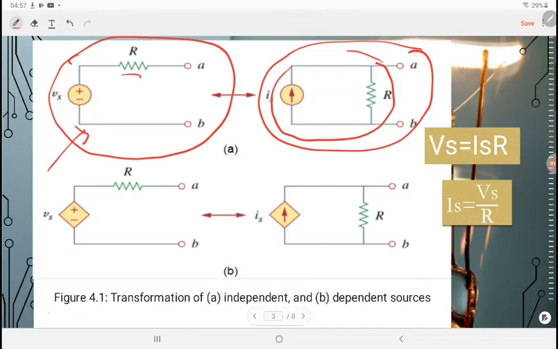In order to convert the voltage source into a current source, we use Ohm's law. We can get the value of Vs using Ohm's law, which is Vs equals Is times R, or you can get the value of Is by using Ohm's law, which is Vs divided by R.